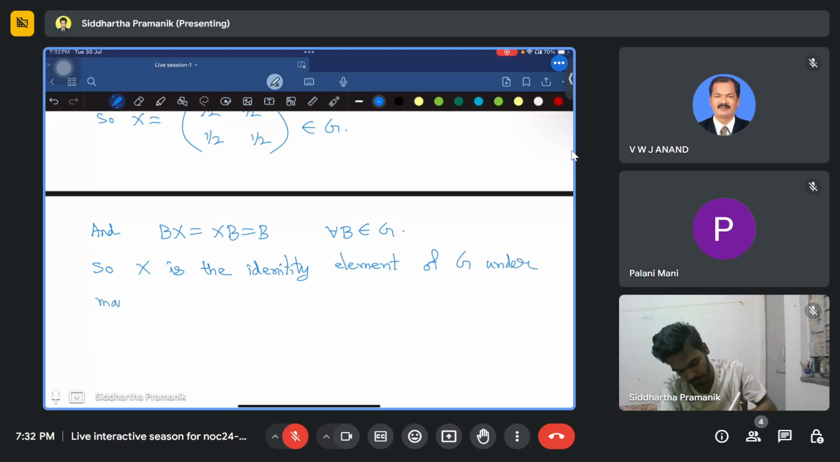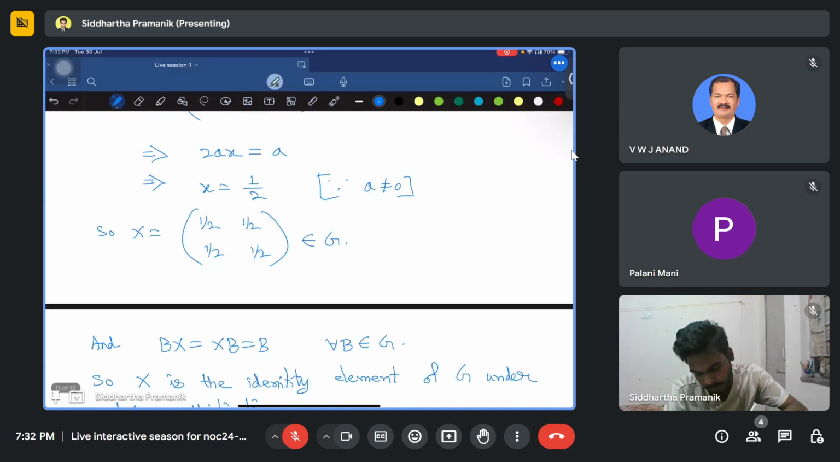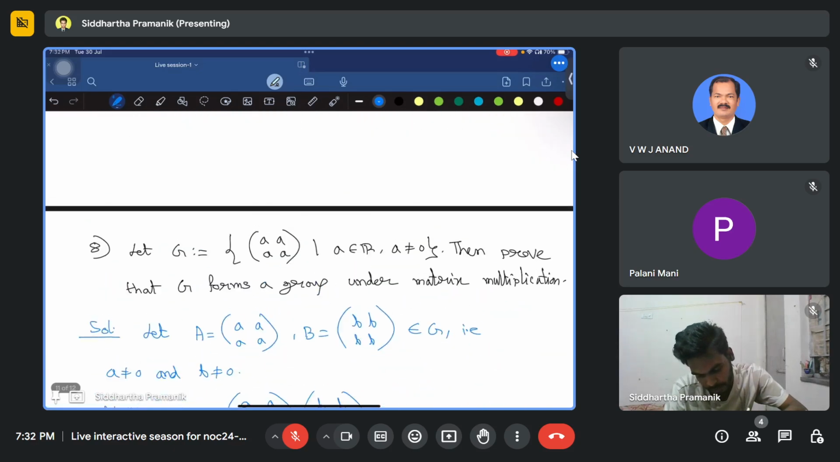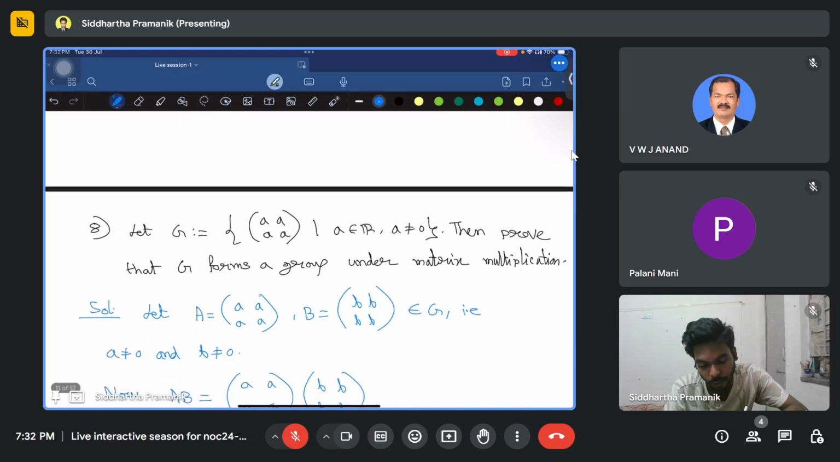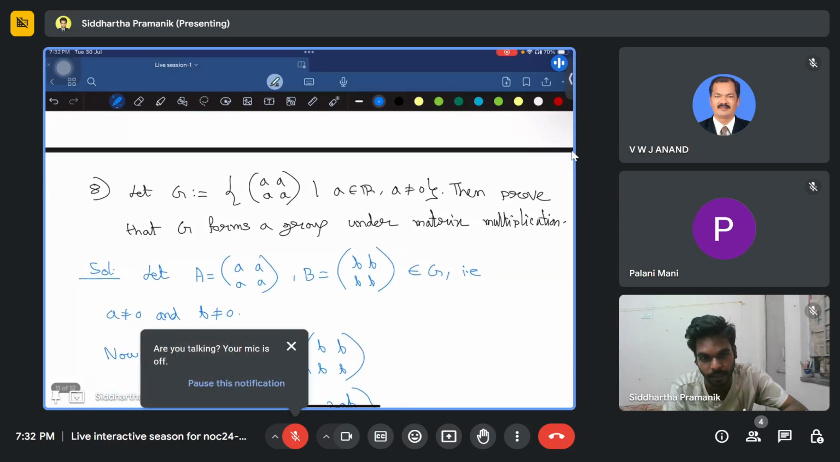One thing you might have noticed here is that every element in this set G has a zero determinant, but still it forms a group under matrix multiplication.